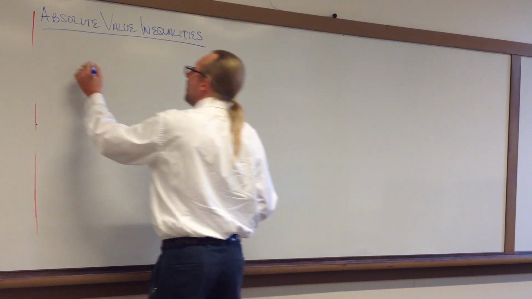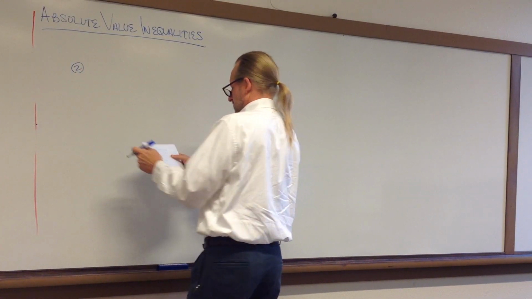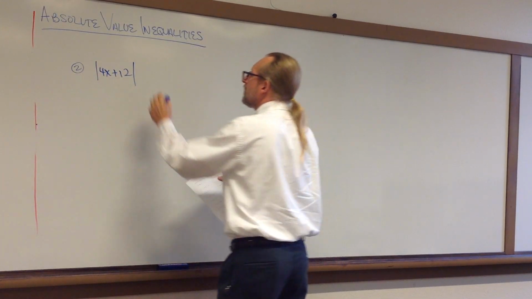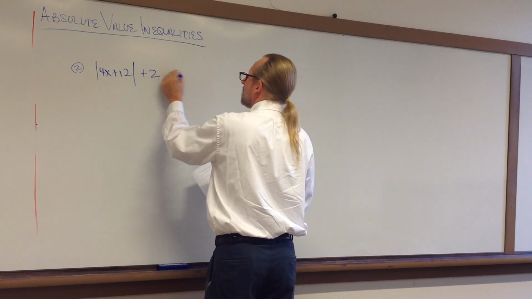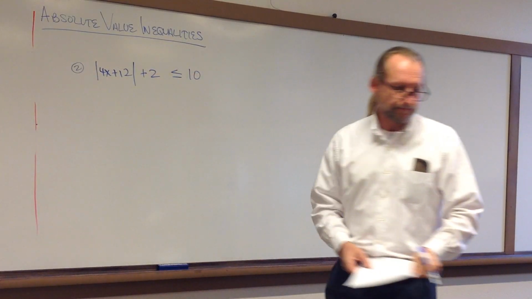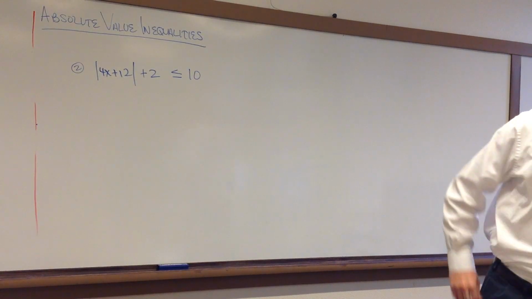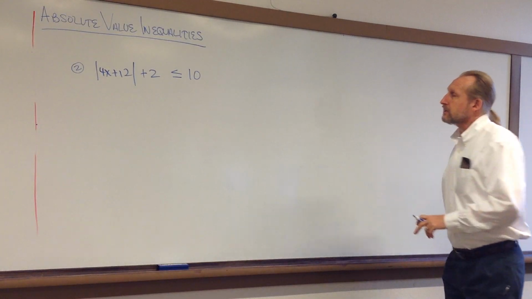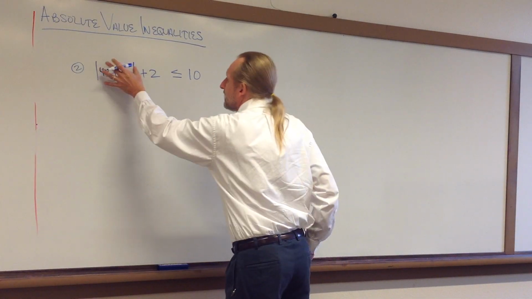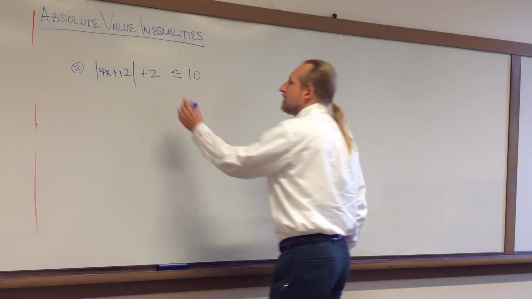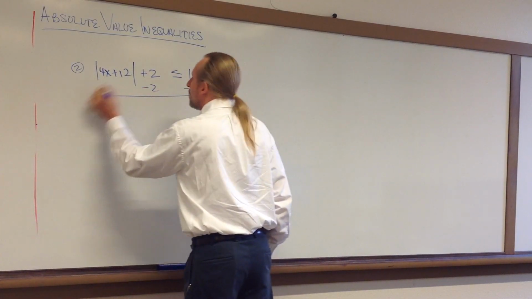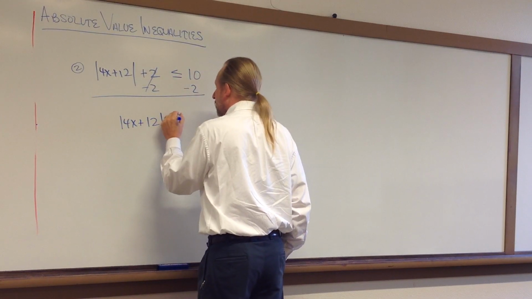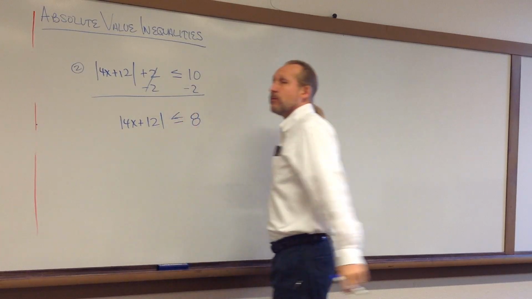Problem 2, we've got absolute value 4x plus 12, plus 2, less than or equal to 10. Okay, so just like those absolute value equations that we were doing in the previous assignment, the idea is we want to get this absolute value thing by itself. So that means we need to subtract 2 on both sides. And so now we get absolute value 4x plus 12 less than or equal to 8.